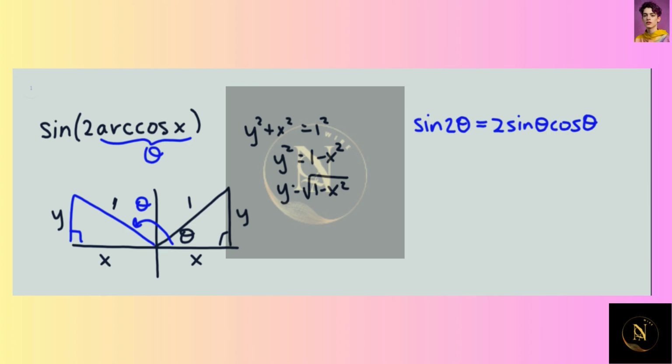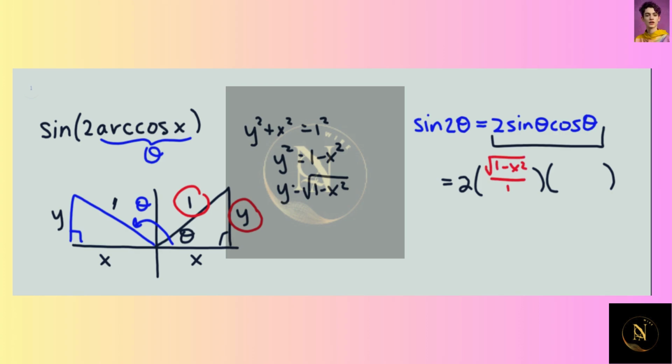Okay, now we can work with this formula here. To find the sine of 2 times the angle, we want 2 times the sine of the angle times the cosine of the angle. What's the sine of the angle? Opposite over hypotenuse. So that would be square root 1 minus x squared over 1. And what's the cosine of the angle? Adjacent over hypotenuse. So that would be x over 1. So now we can simplify this, and we have 2 times x times the square root of 1 minus x squared.